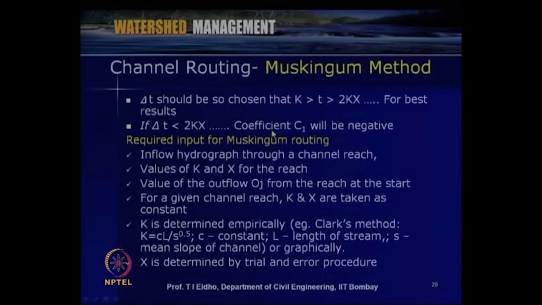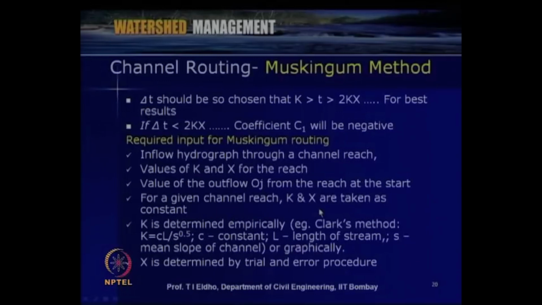Now the Muskingum routing method is one of the commonly used routing methods as far as channel routing or river routing is concerned. Some of the important data required are the inflow hydrograph through a channel reach, which should be known, then the values of k and x for the reach. The coefficients k and x we can determine through either empirical relationships or a trial and error approach, especially x. These values should be known for the given channel reach. Then the value of the outflow O j from the reach at the starting time is needed, based upon which we proceed to the outflow at the j plus 1 time step.